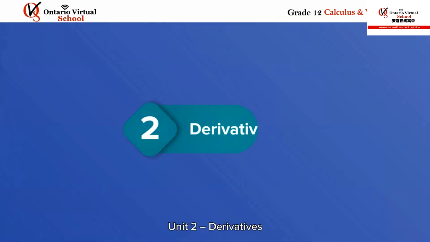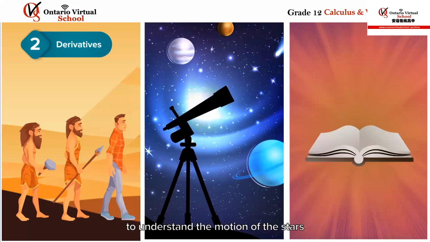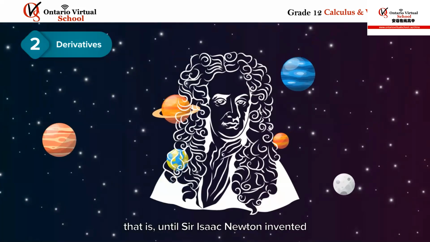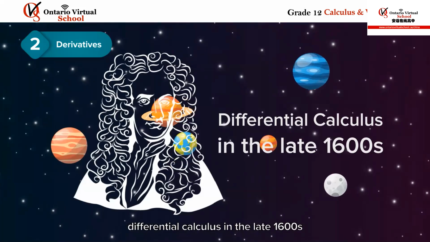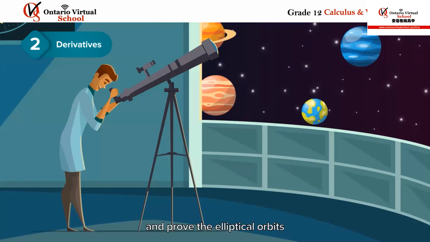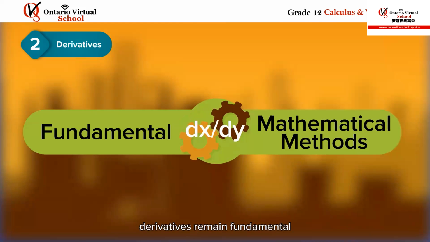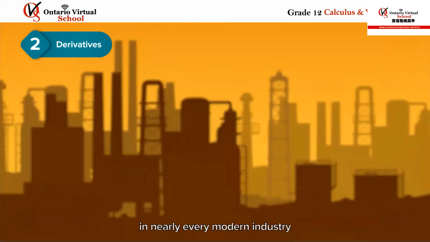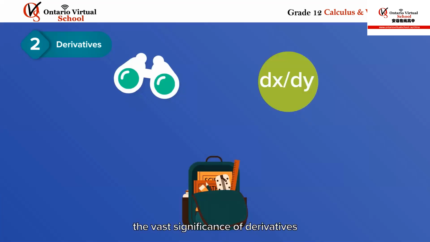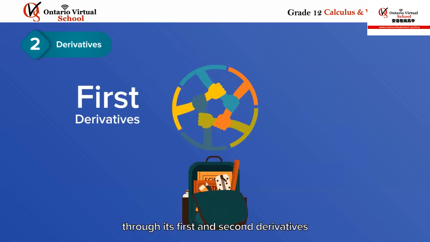Unit 2, Derivatives. Over the course of human history, astronomers and philosophers have attempted to understand the motion of the stars and planets without success. That is until Sir Isaac Newton invented differential calculus in the late 1600s, allowing astronomers of the time to determine and prove the elliptical orbits of our nearby planets and stars. In today's society, derivatives remain fundamental to the mathematical methods employed in nearly every modern industry. In this unit, you too will be able to explore the vast significance of derivatives as you begin building connections between the key features of a function through its first and second derivatives.